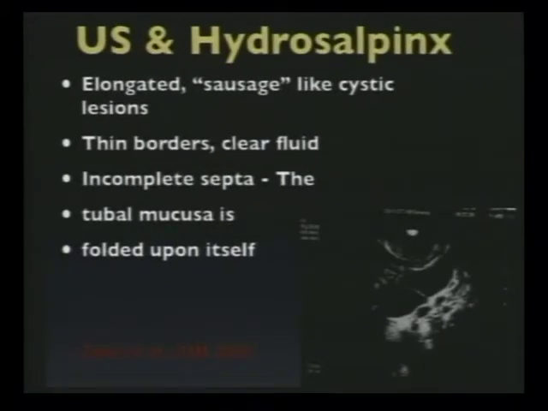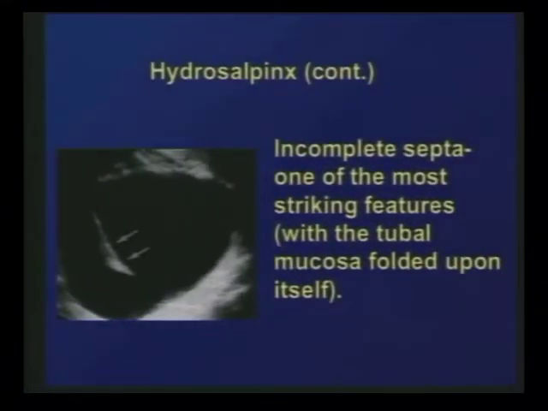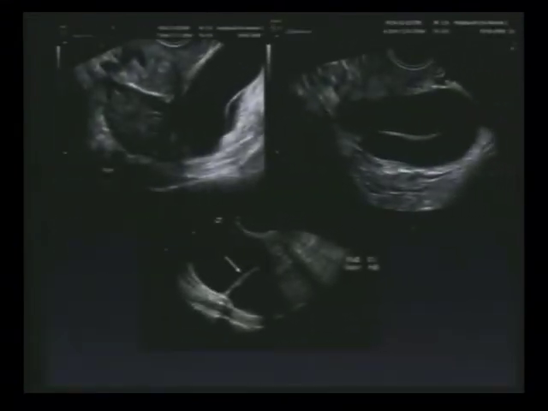What about ultrasound? We evaluated the sonographic appearance of hydrosalpinx over a decade ago and described it as elongated sausage-like cystic lesions with thin borders, clear fluid, and incomplete septa. The tubal mucosa is folded upon itself. Here you can see the incomplete septa. This is one of the most striking features of hydrosalpinx, with the tubal mucosa folded upon itself. Again, you can see the elongated cystic structures with the incomplete septa.